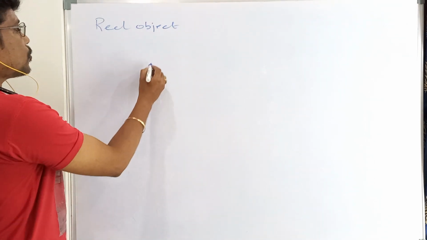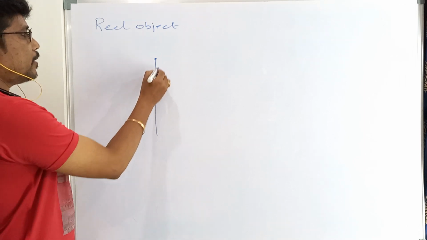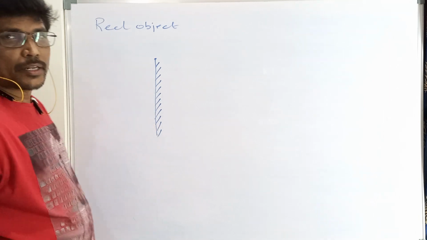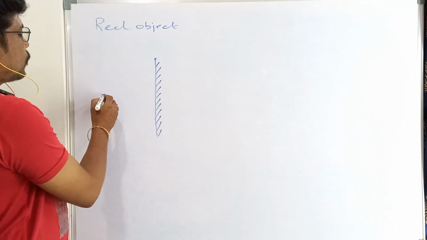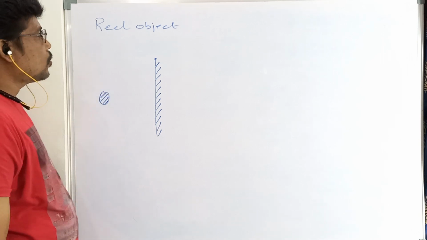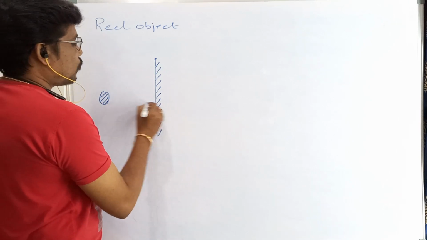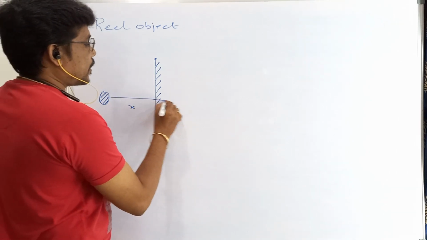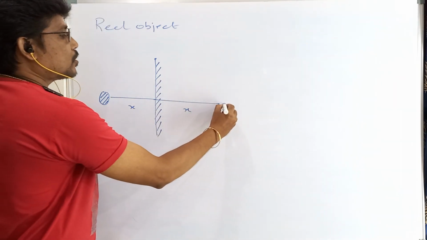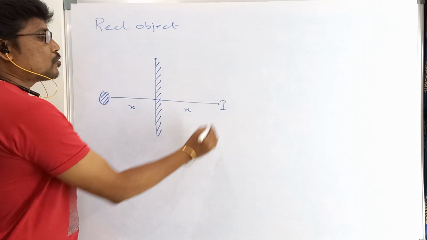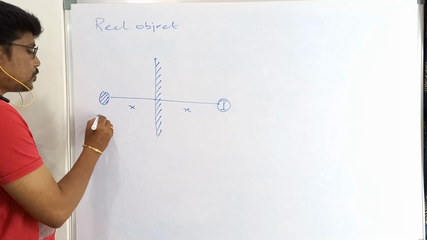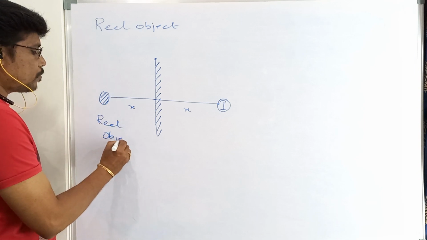Suppose you consider a mirror, a plain mirror. This is a smooth plain mirror, and one side is silver coated. Now, if you take an object here, O is an object. You have an image formed at the same distance on the other side. So the object distance is equal to the image distance. This is the image and this is the object. This is called a real object.